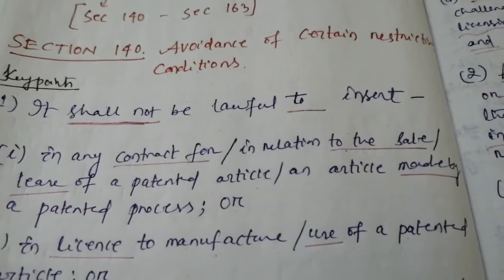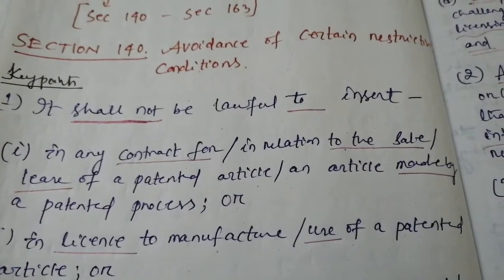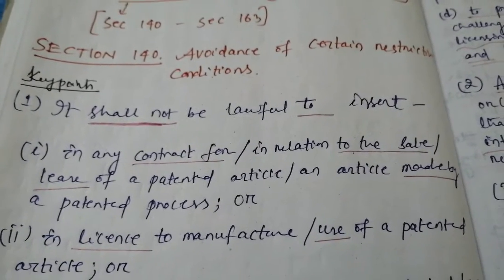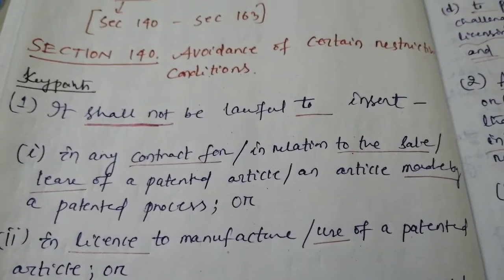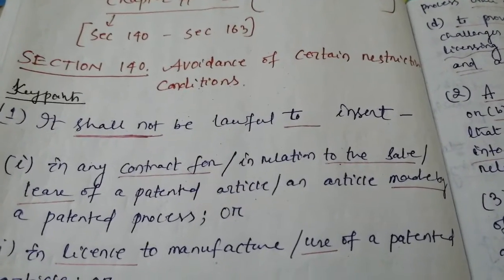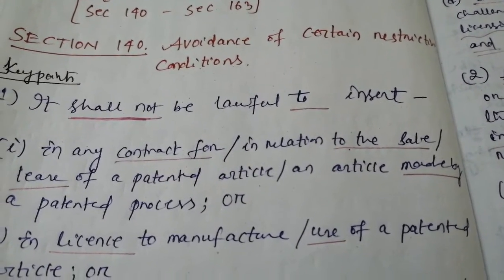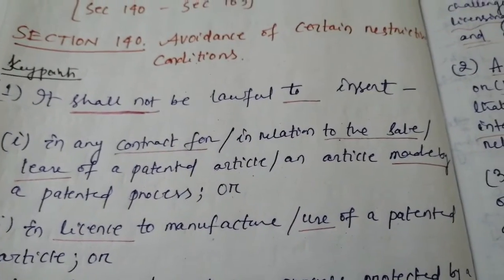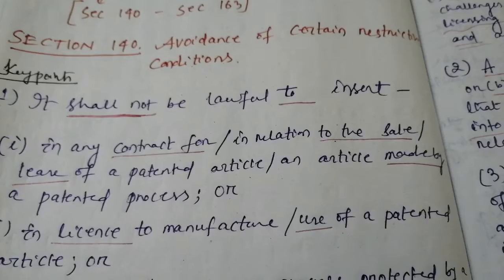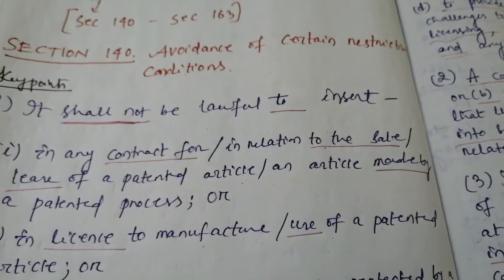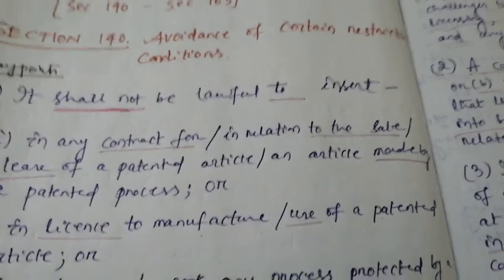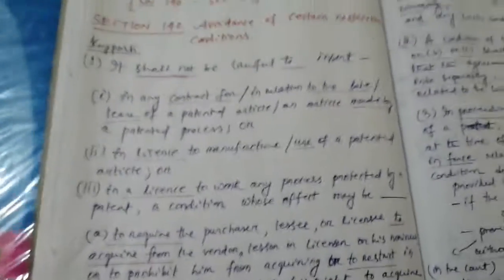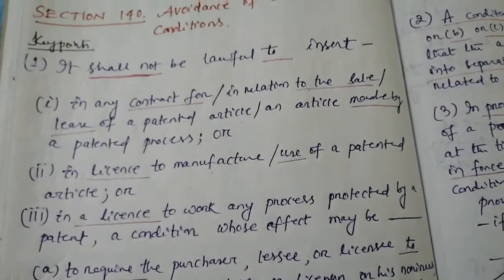We should complete this chapter with section 163, but for a change I am completing this chapter with the first initial section, that is section 140. Okay, so let us proceed. Section 140, its title is avoidance of certain restrictive conditions. Avoidance of certain restrictive conditions. Fine. So let us proceed through our key points.